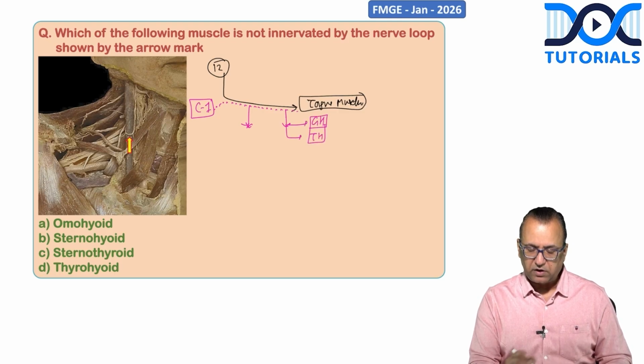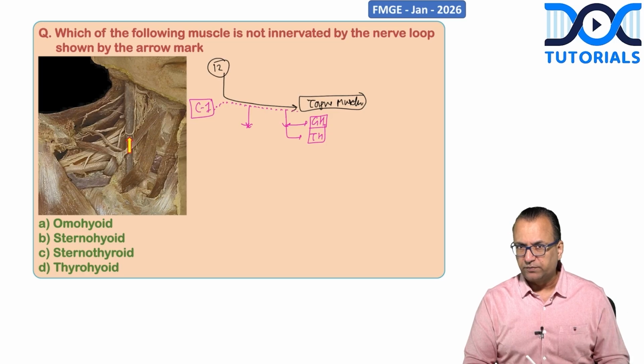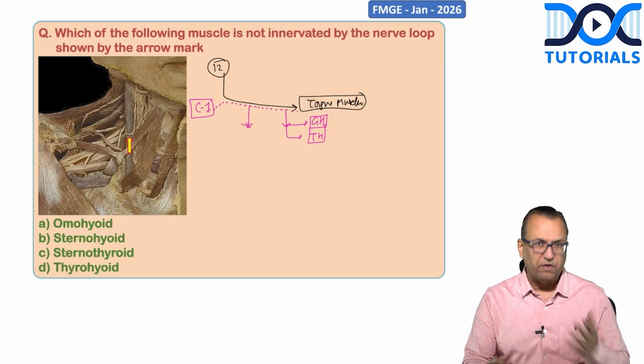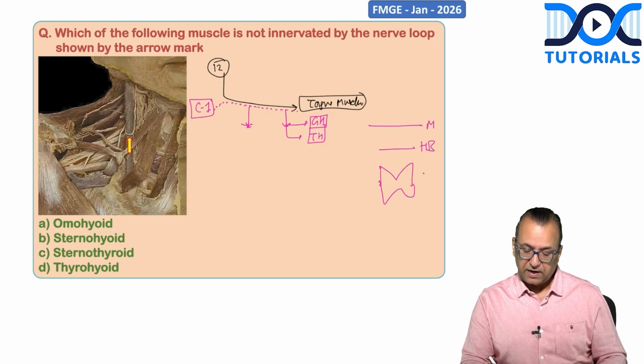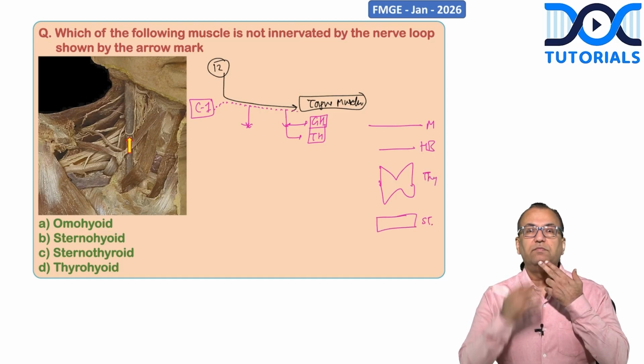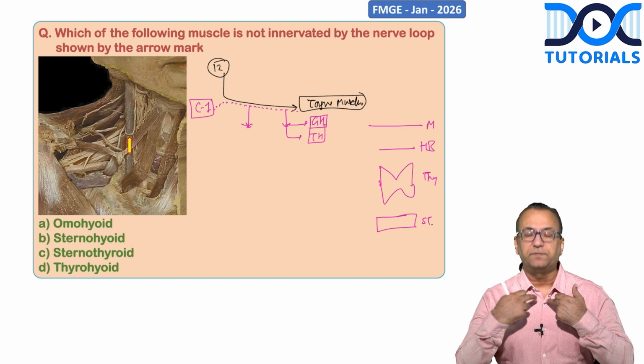These are all named according to their attachment to the various structures. Say, for example, looking from the front view, this is the mandible bone, below that is the hyoid bone, below that is the thyroid cartilage, and below that is the sternum bone. So, mandible, hyoid, thyroid, and sternum.